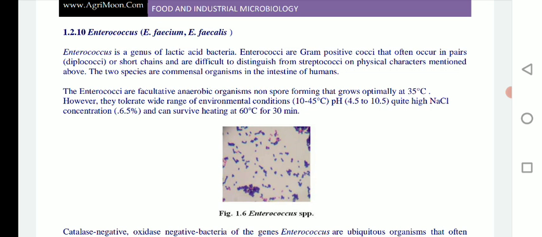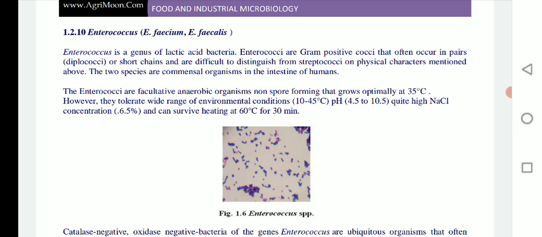Enterococcus is a genus of lactic acid bacteria. Enterococci are gram-positive cocci that are often found in pairs, that is diplococci, or in short chains, and are difficult to distinguish from streptococci on the physical characters mentioned above. The two species are commensal organisms in the intestine of humans. Lactic acid bacteria are mostly part of our normal flora and are considered to be good, but there are some species of lactic acid bacteria, especially Enterococcus, that are pathogenic.